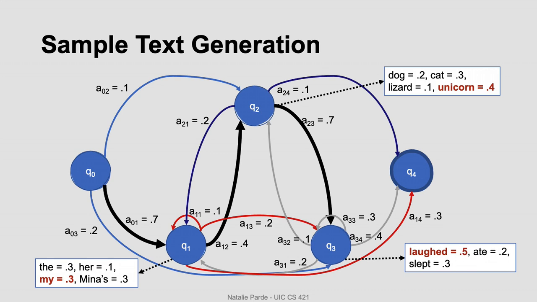From Q3, we can transition back to Q1, back to Q2, right back to the same state, or onward to Q4. We randomly select one of those states according to the distribution, and we end up reaching our final state. So our generated text is the sequence "my unicorn laughed."